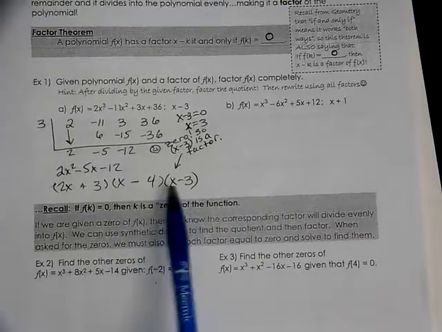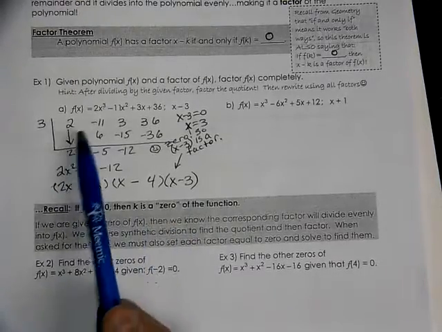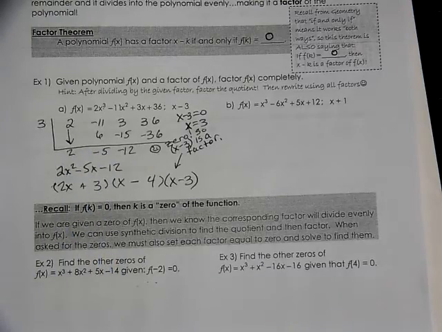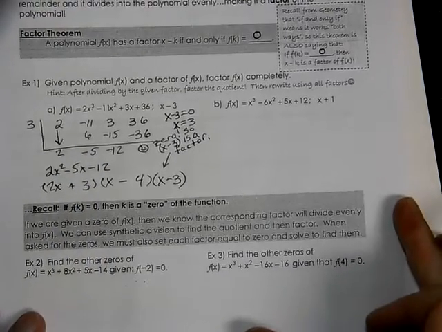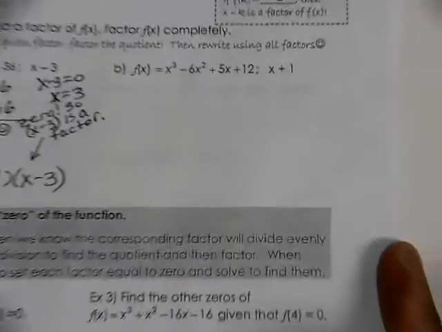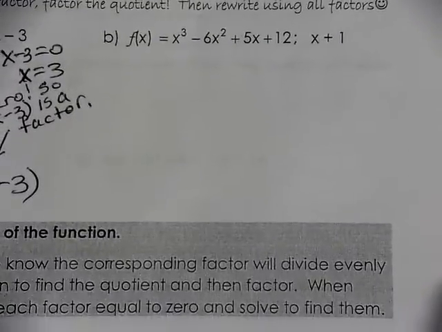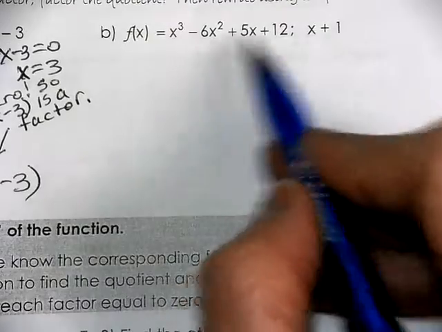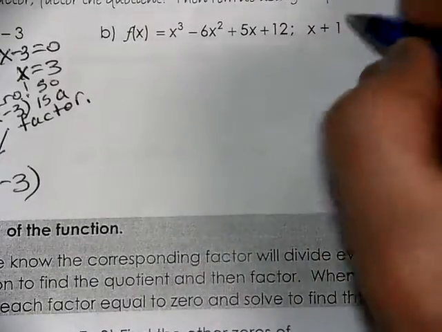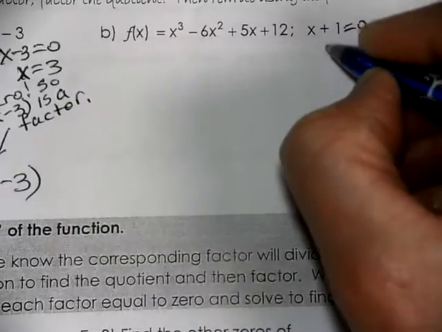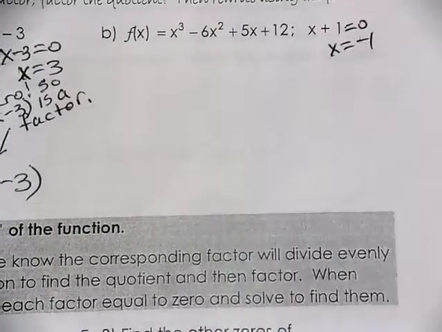Notice this does not ask us to solve for x. This is just asking us to factor. So we'll move over to the next one. And we're trying to figure out our factors. So we're going to set this equal to 0 and use the number negative 1.